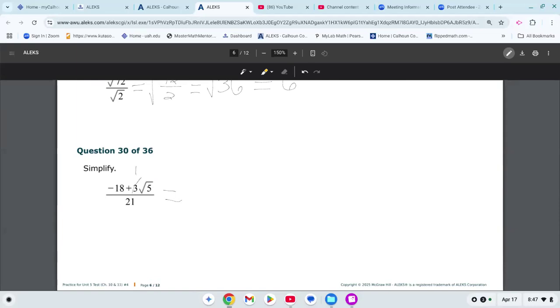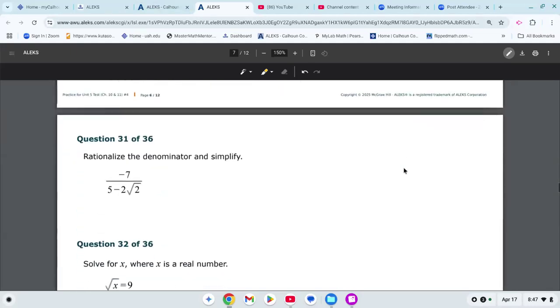3 goes into 3 once. It goes into negative 18 negative 6 times, and it goes into 21 7 times. So I get negative 6 plus 1 root 5 all over positive 7. You have to reduce all 3 values, or you reduce none of them. It's all or nothing. And those 3 values are the values that are no longer under radicals.